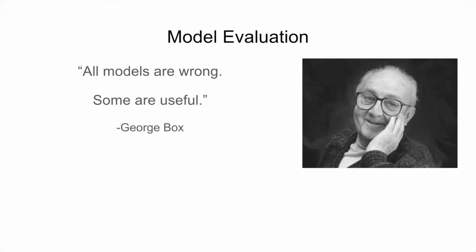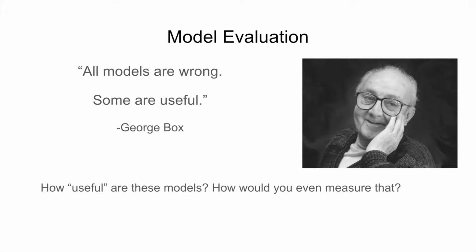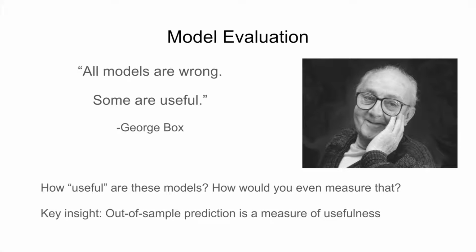A quick aside on models and model evaluation. George Box famously said, all models are wrong, but some are useful. So the question here is, what is usefulness in these models, and how would you even measure that? The key insight here is that we use out-of-sample prediction to measure usefulness. Basically what this means is, we have a training set, we build a model from that, and then we do out-of-sample prediction on a test set. And a model is good and useful insofar as it can predict data that it has not seen before.